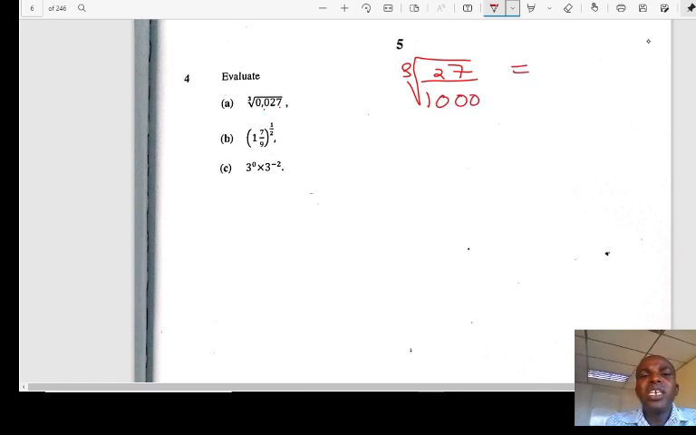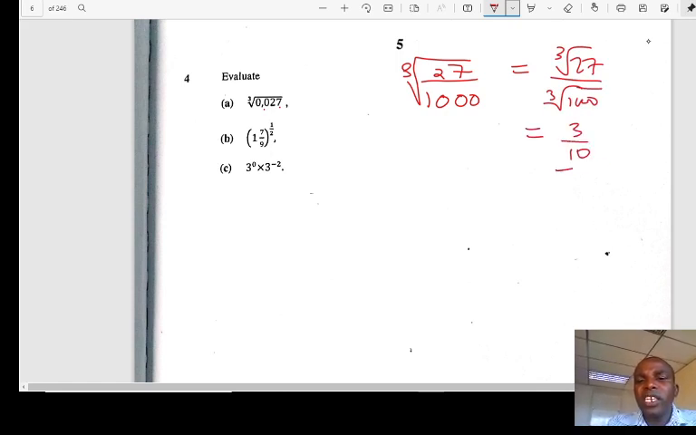Then this is the same as cube root of 27 over cube root of 1000. Cube root of 27 is 3. Cube root of 1000 is 10. So leave it like this, 3 over 10, or you can leave it as 0.3, but you'll be wasting your time actually. So just leave it as 3 over 10. It's exact, it's still correct, it's simplified. Then part B.